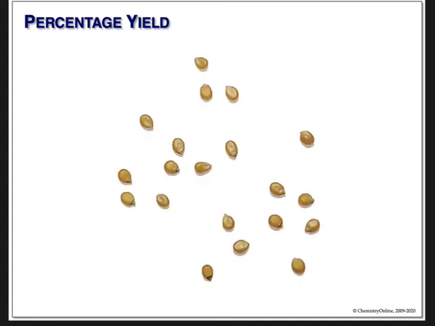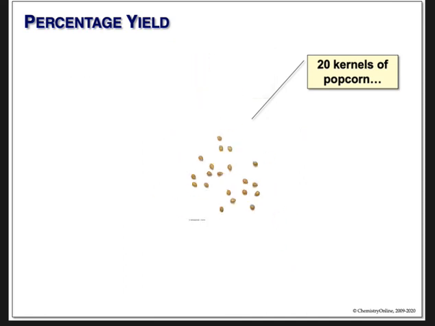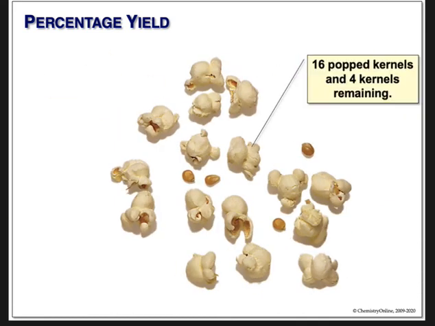All right, let's see this. This is popcorn. If you count quickly, we have 20 kernels. The theoretical yield for popping would be 20. 20 popped kernels, right? Pop it in the pot. Let them pop. Come on. Dump it out. And we get 16 that popped and 4 that did not.